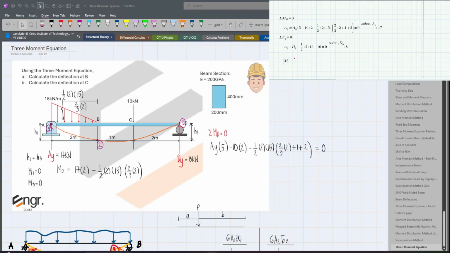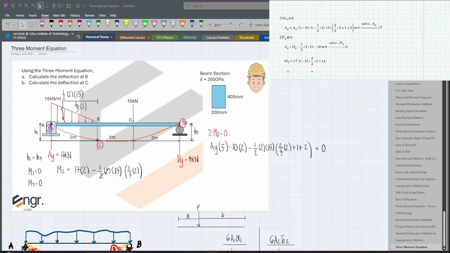So, M2 is equal to 17 times 2, then minus 1, 15 na lang yung matitira. Magka-cancel kasi yung 2 dyan. Then, multiplied by 2/3 of 2. So, press equals, we have 14. So, this is a positive internal moment.